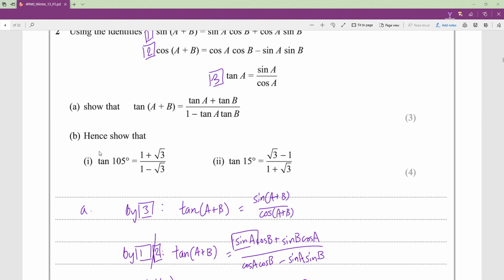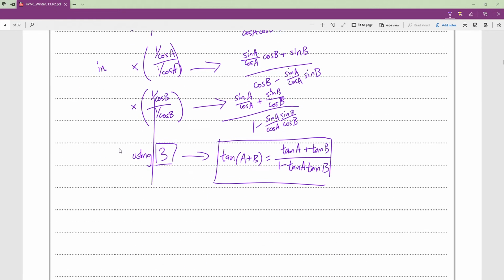Alright, so what are we to do now? Hence show that tan 105 is (1 plus root 3) over (1 minus root 3), and that tan 15 degrees is (root 3 minus 1) over (1 plus root 3). Now I'm trying to think what kind of root we would want to take. Tan 105 can be split into multiple different pairs of values, but I think the most obvious one would be just going with 60 and 45, because those are both tan values that we know already.